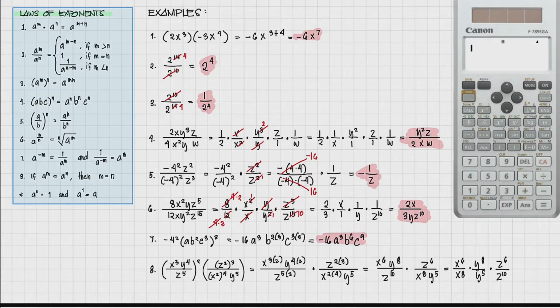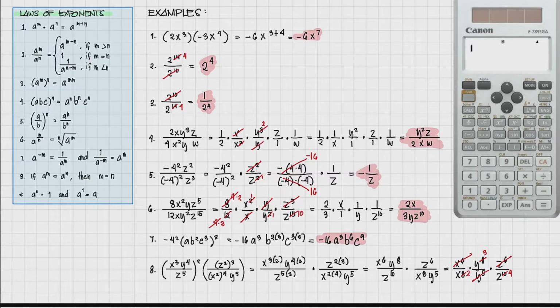So we could cancel this out. Then you'd be left with an exponent for the denominator of 2. And then cancel this one. You'd be left with an exponent of 3. And then cancel this one. You'd be left with an exponent of 4.